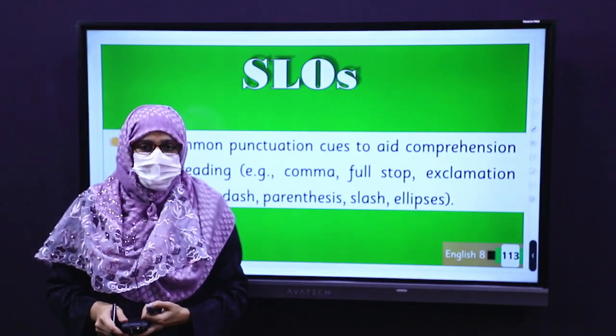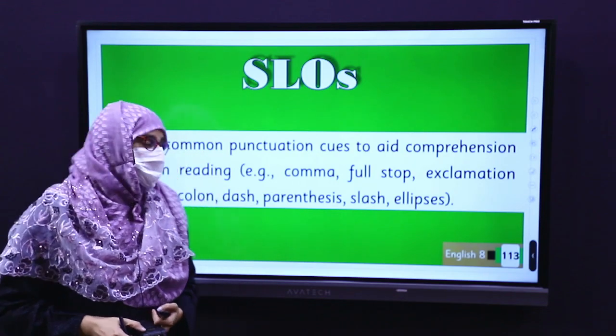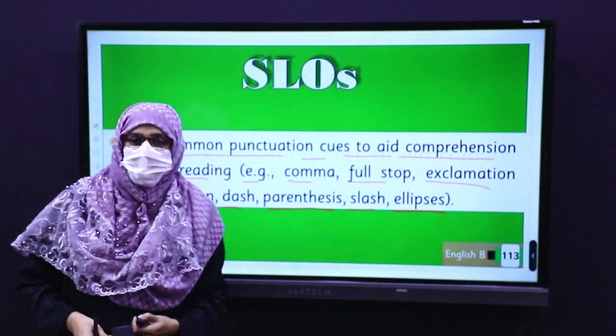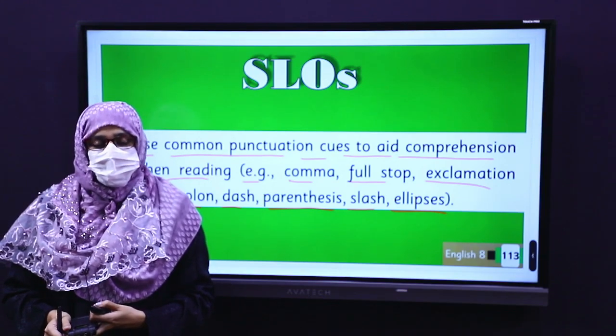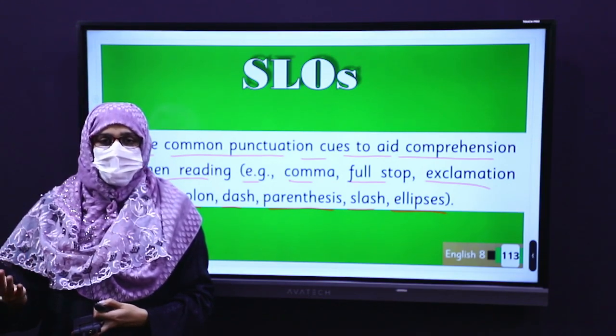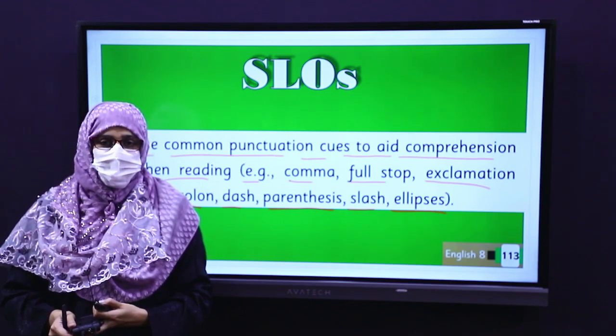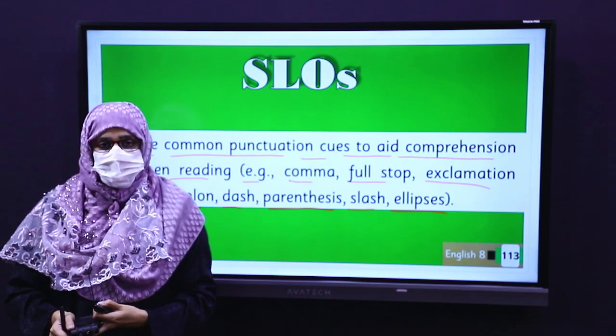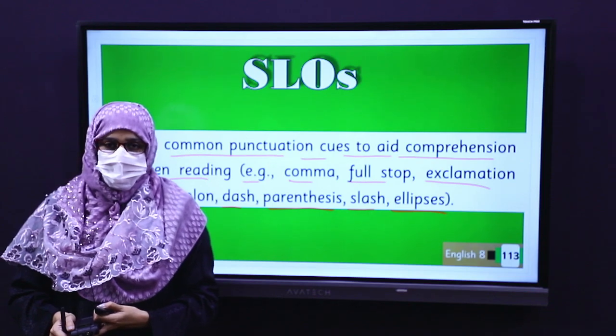Before jumping on to the topic, let's have a look at the SLO first. Use common punctuation cues to aid comprehension when reading. For example, comma, full stop, exclamation mark, colon, dash, parenthesis, slash, ellipsis. So, in this SLO, different punctuation cues or different punctuation marks have been talked about. Now we'll learn about these punctuation marks one by one.